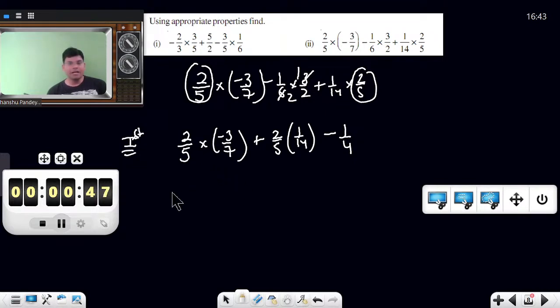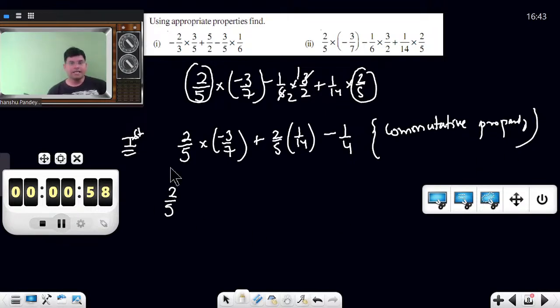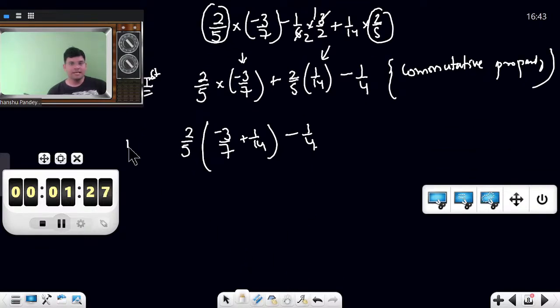In the second step, we can take 2/5 common, in bracket also we can write commutative property. In the second step, we can take 2 by 5 common. What will come from the first? Tell me. Vihan, what should come in from the first in the bracket? In the bracket, minus 3 by 7. Wonderful. What should come from the second one? Tell me, Anvita. I think it should be plus 1 by 14. Wonderful. Write it down. Then minus 1 by 4. Now this is the second step.